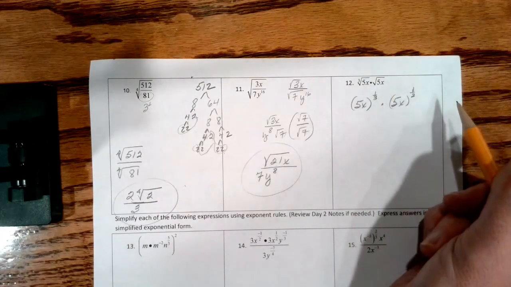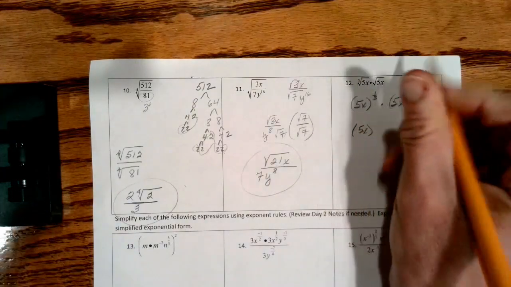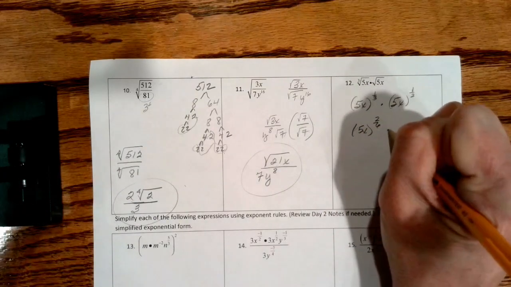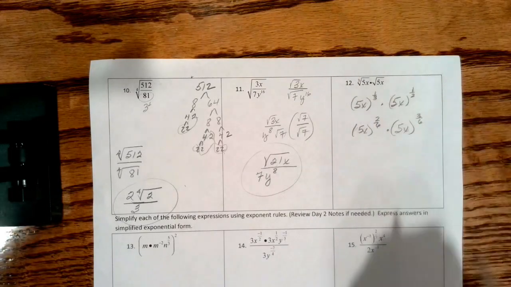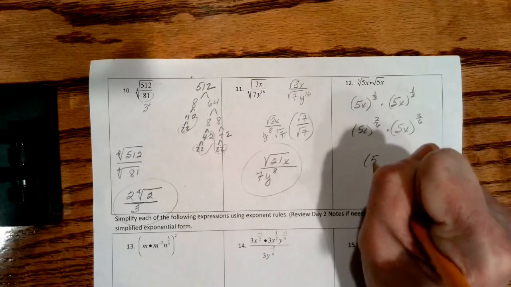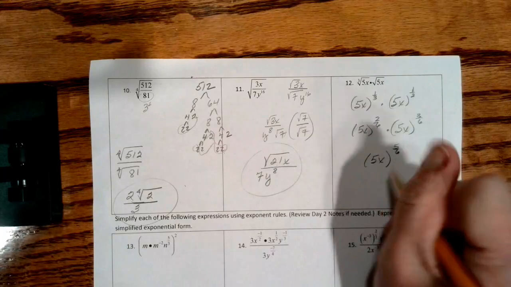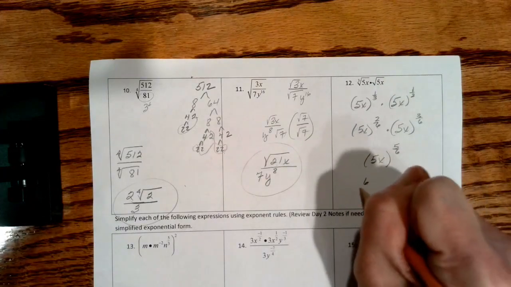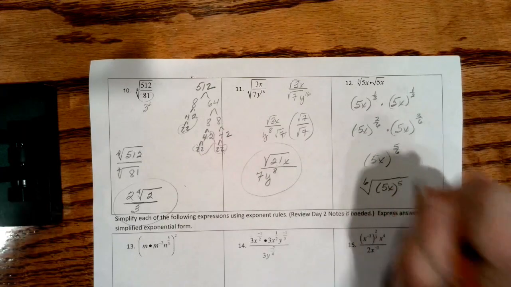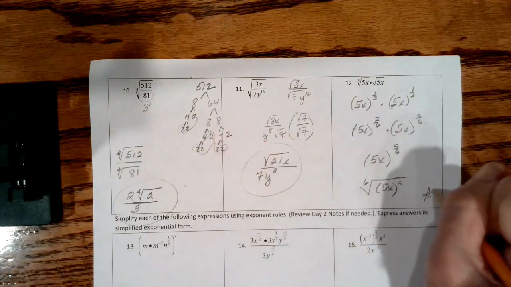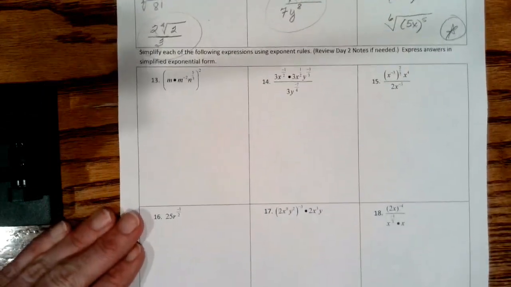If I want to go ahead and multiply these, I need to make my denominators match. 5x to the 2/6 power, 5x to the 3/6 power, which is going to give me 5x to the 5/6 power, which means I want the 6th root of 5x to the 5th power. This is a star. Come ask me if you want me to explain that one a little more to you.